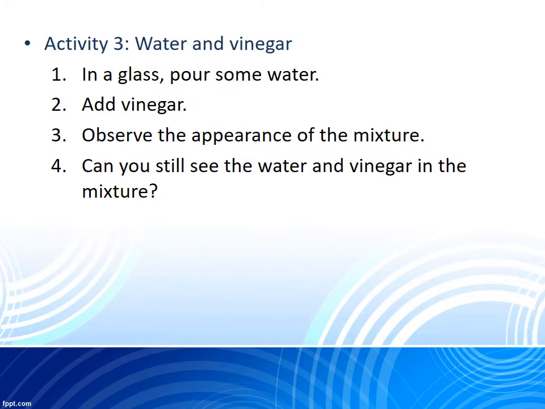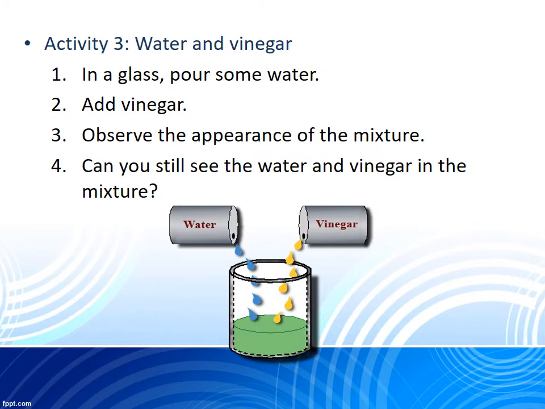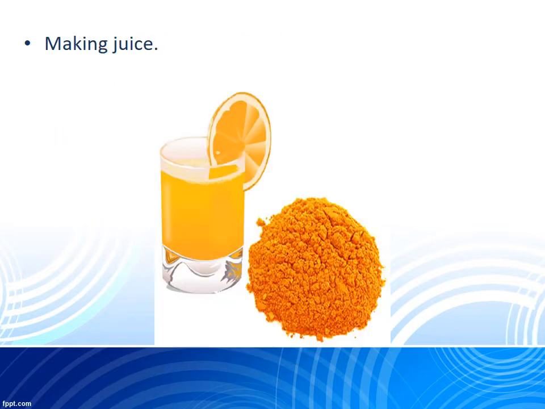Now we're going to move on with activity 3, which is about a mixture of water and vinegar. Here is the procedure. In a glass, pour some water, then add vinegar. Then observe the appearance of the mixture. Can you still see the water and the vinegar in the mixture? Yes, you are right. We cannot see the vinegar and water as separate in the mixture. They really form a mixture that has only one appearance.